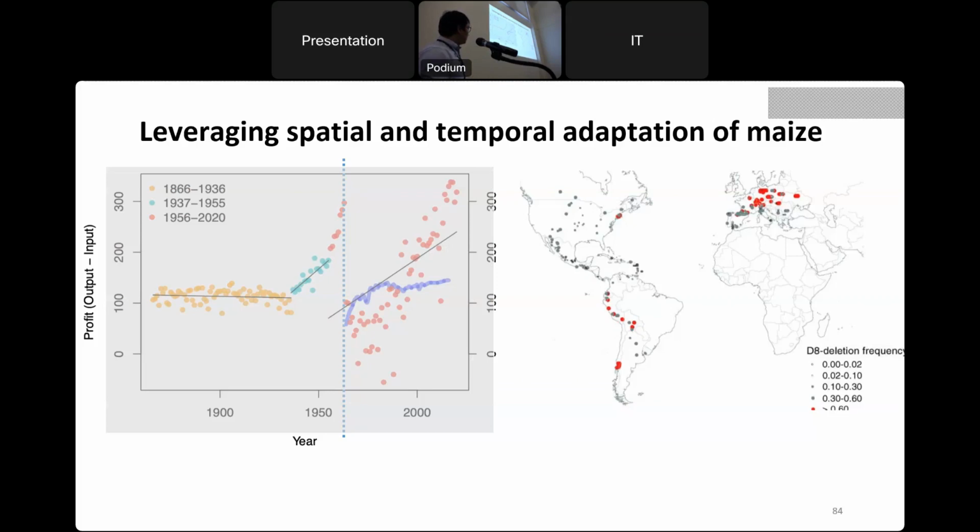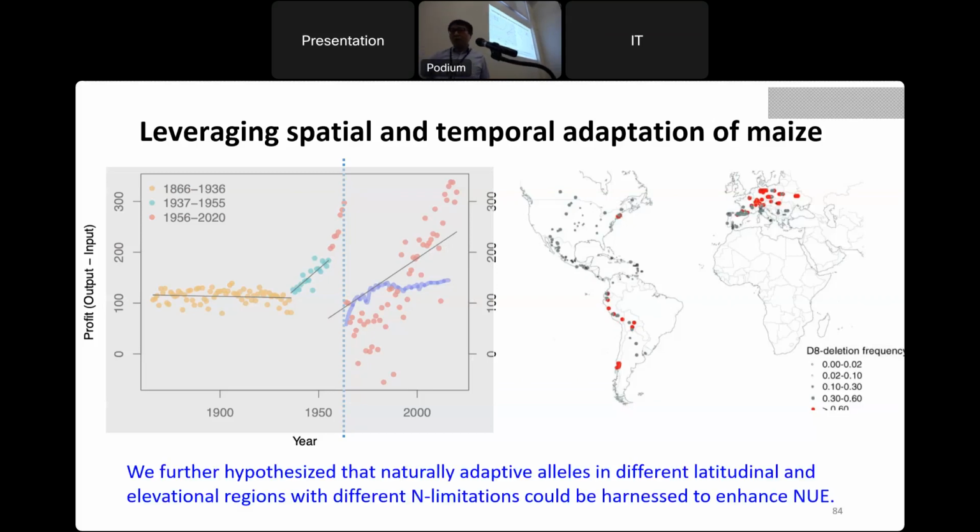conditions. Well, there's also spatial adaptation, which I talked about during my introduction. So this allows us to further hypothesize that the naturally adaptive alleles in different latitudinal and elevational regions with different nitrogen limitations could also possibly be harnessed to bring low N input agriculture and enhance the nitrogen use efficiency.